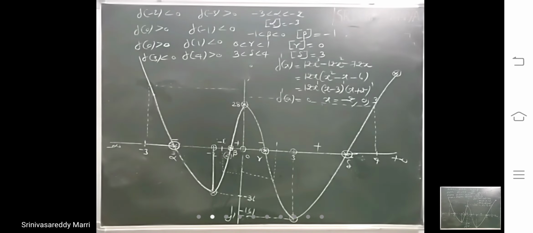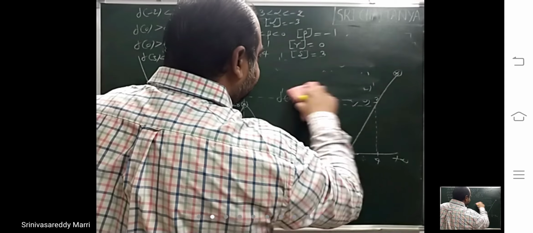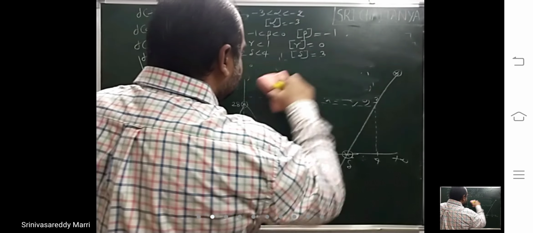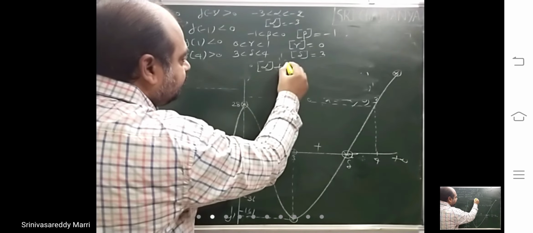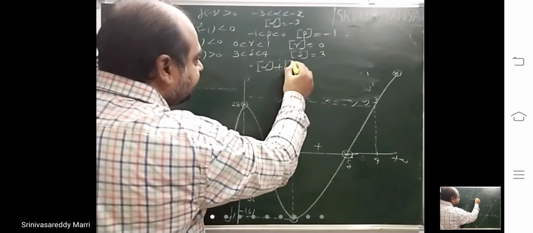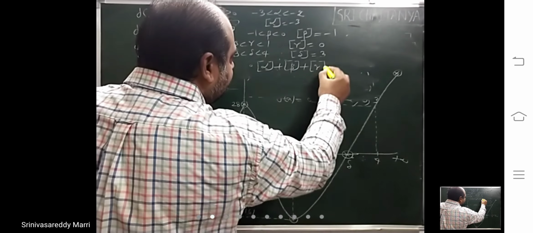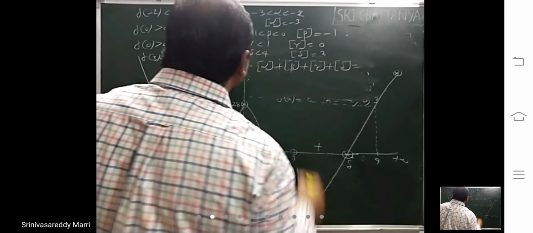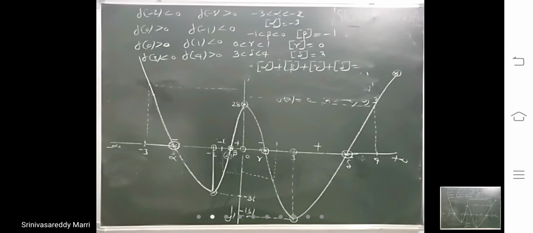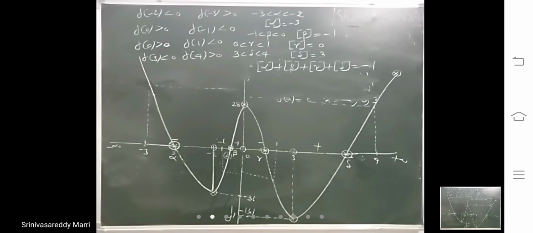So you got the step of alpha plus the step of beta plus the step of gamma plus the step of delta. Therefore the required answer is minus 3 minus 1 plus 0 plus 3, that means minus 1. That is the answer.